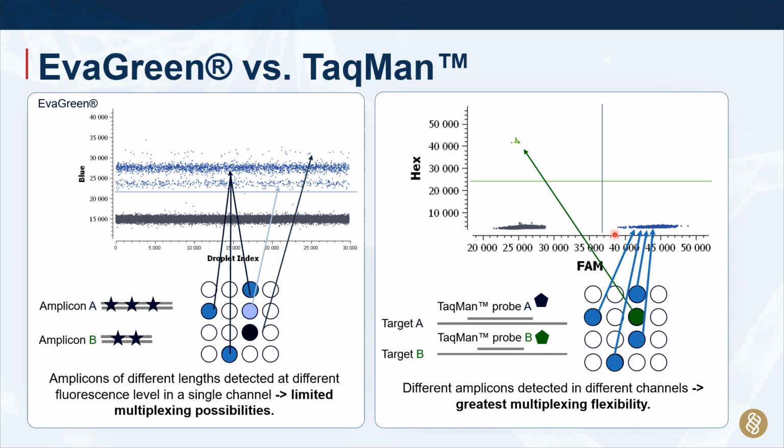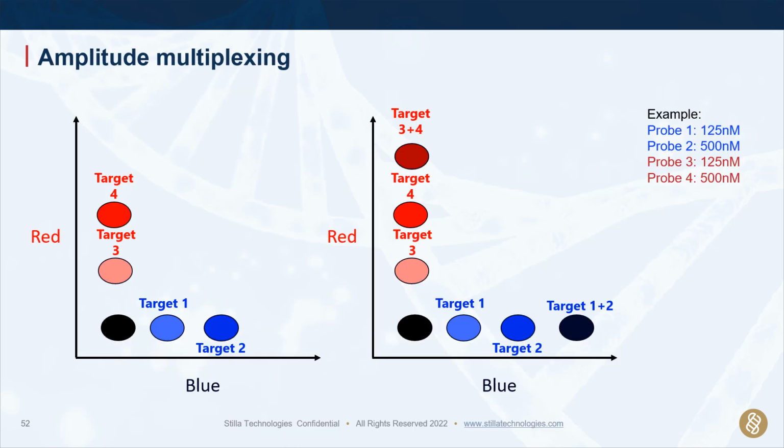And here we can clearly see that there's a population containing the droplets or the amplicons for target A, and then here we've got the targets amplified from target B. Quite simple and easy to distinguish between the 2 different populations. There's also another alternative method for multiplexing in Crystal Digital PCR, and this is called amplitude multiplexing.